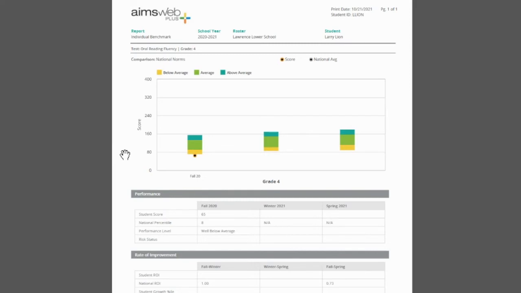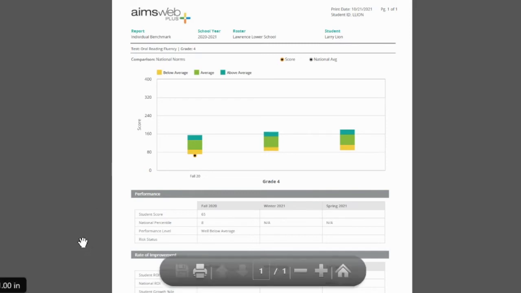The rate of improvement, or ROI, is a score that reflects the periods of time between benchmarks and how fast a student is growing. You can make a comparison to a national sample and see if your student is growing at a similar rate to an average student across the school year.